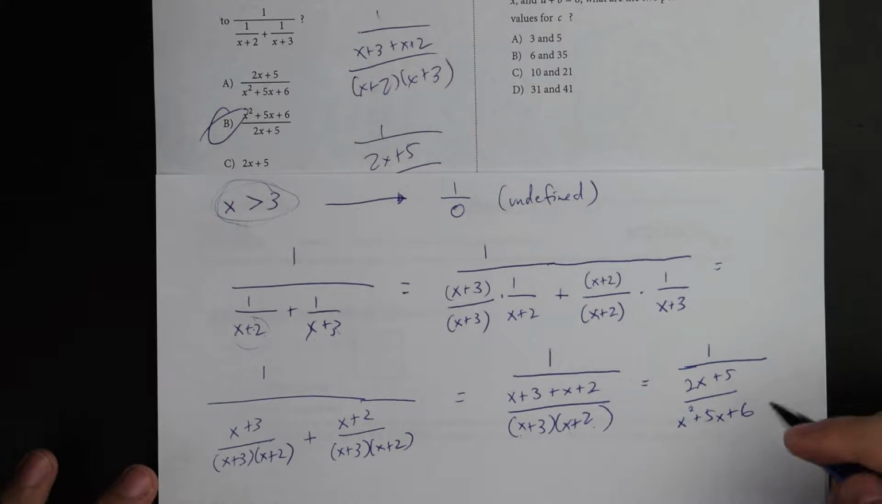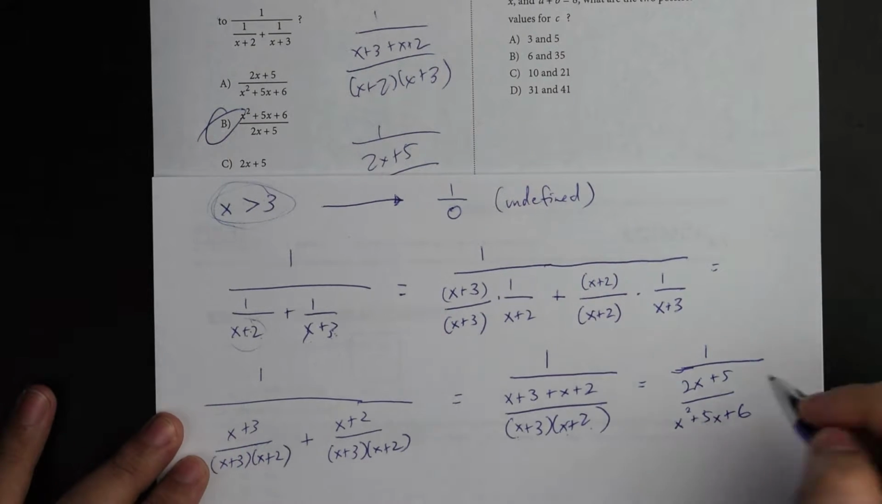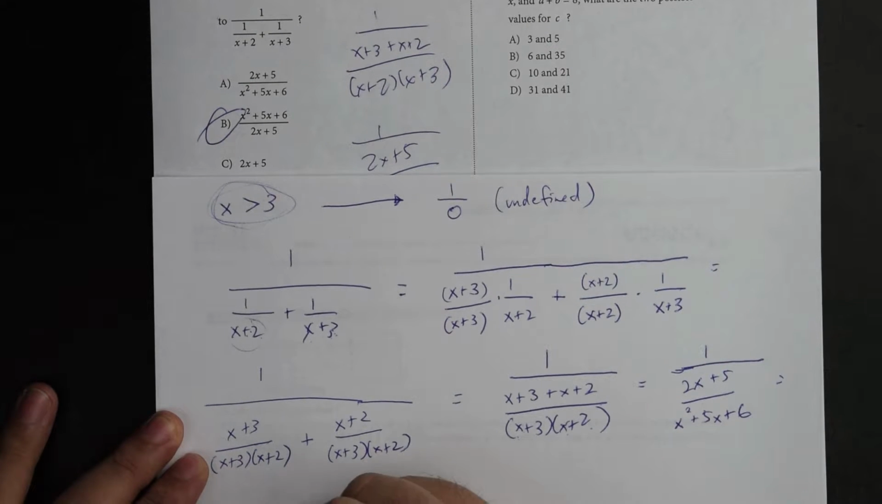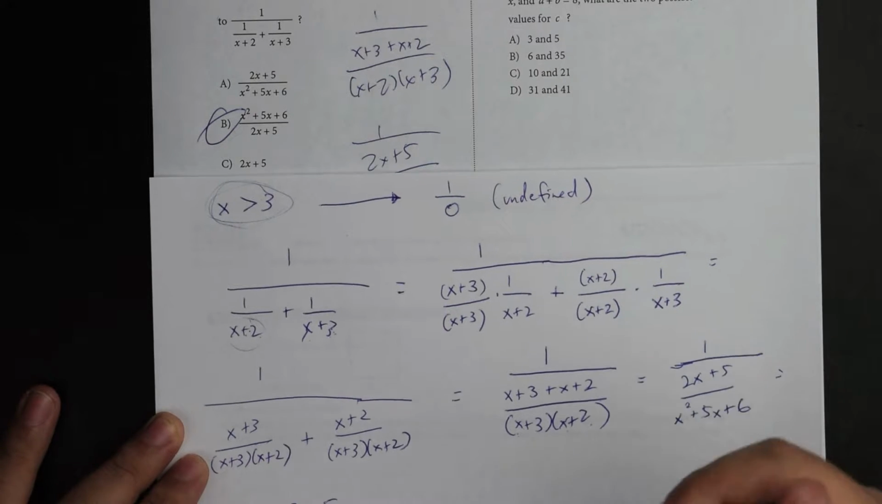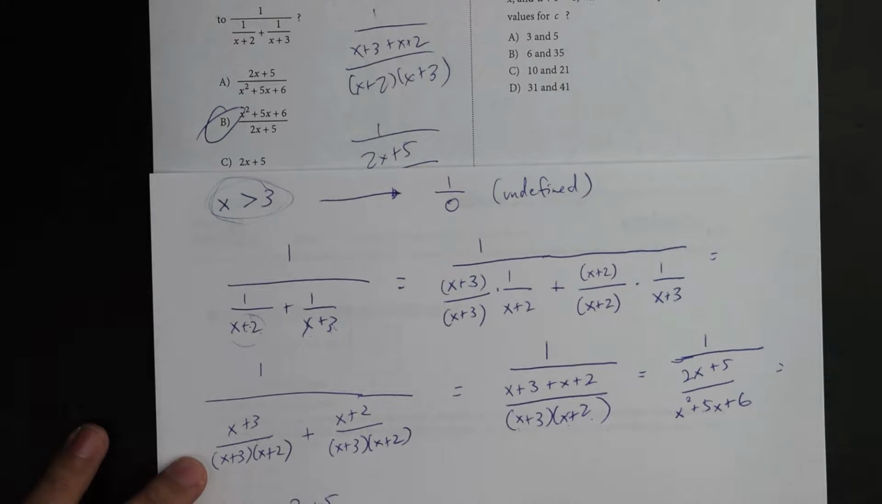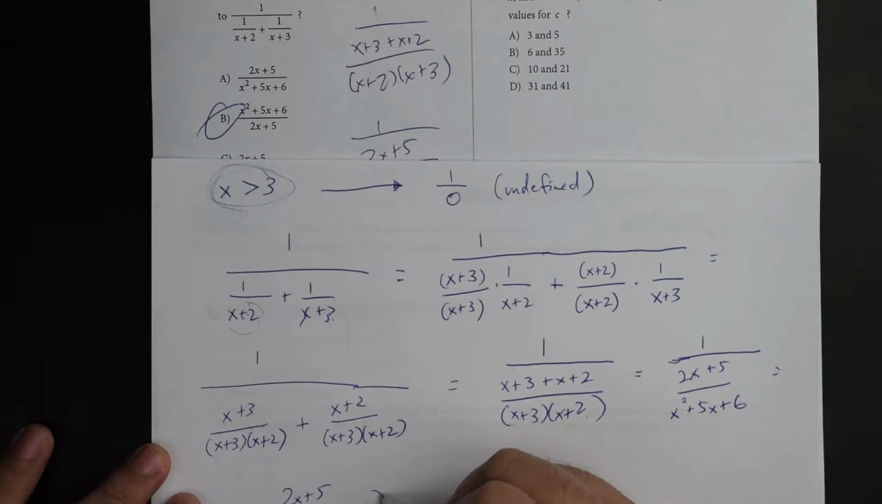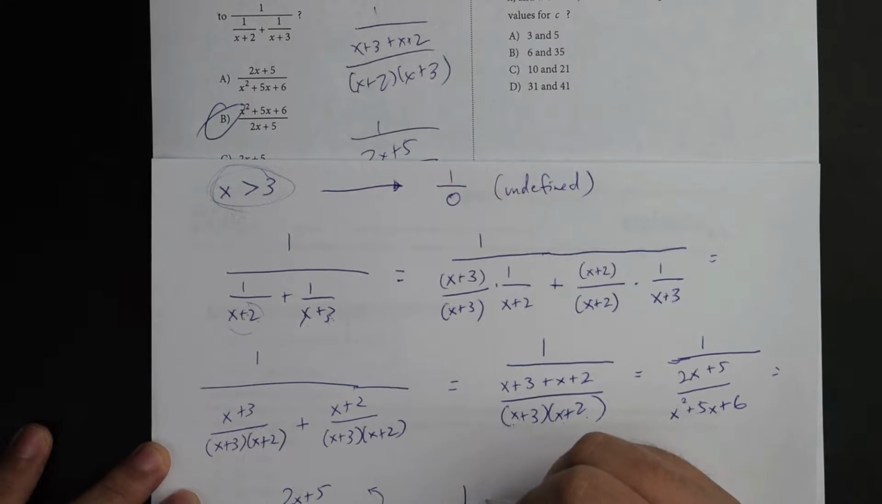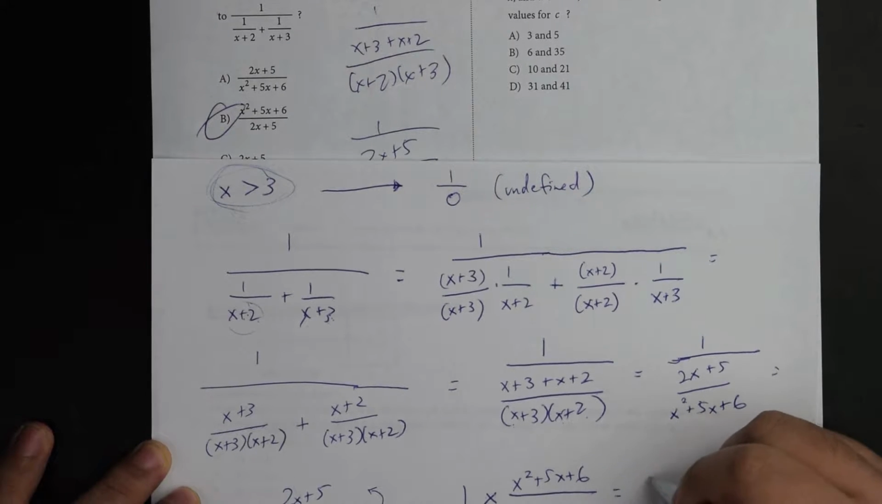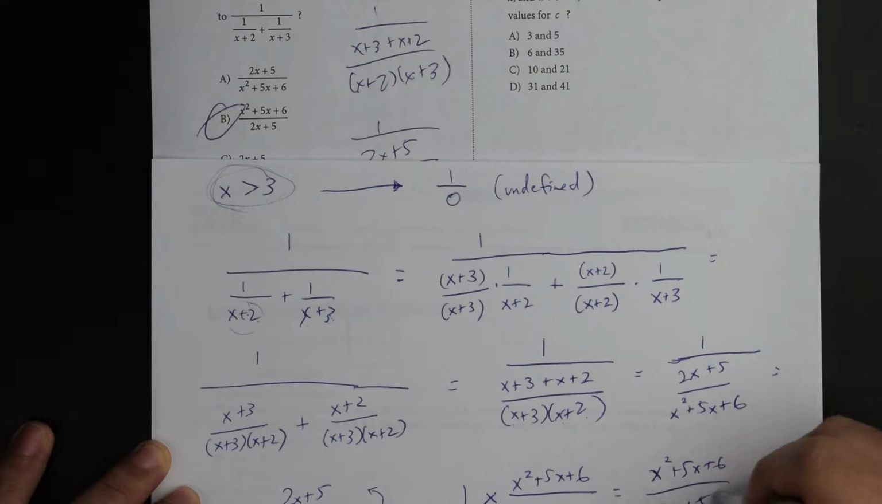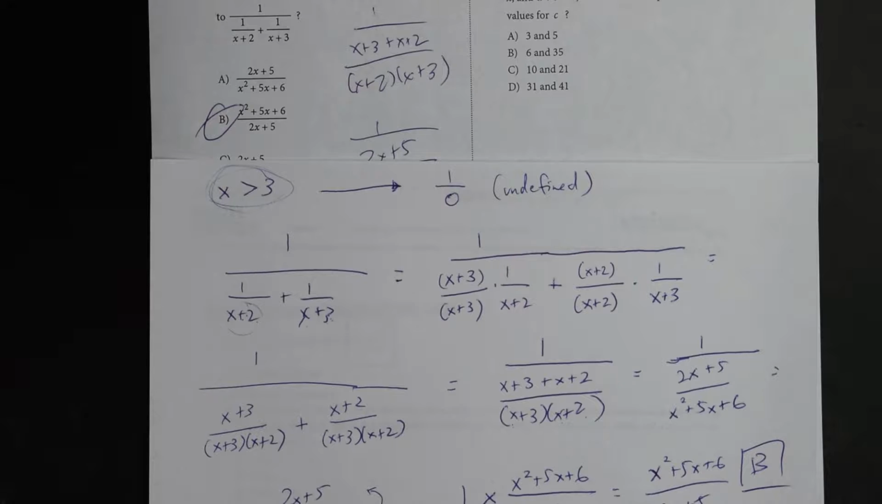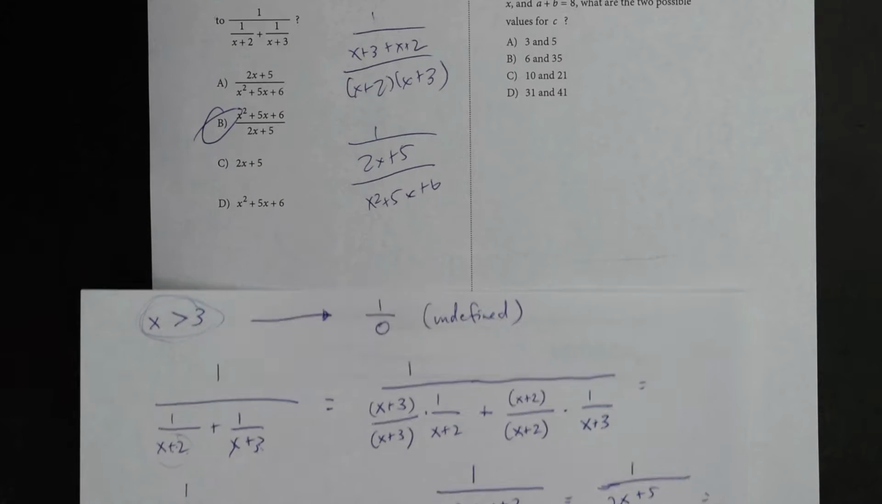After I get these answers, I know that I have 1 divided by 2x plus 5 over x squared plus 5x plus 6. But one thing I learned is that when dividing by a fraction, I can do the reciprocal. I flip it and multiply, so 1 times x squared plus 5x plus 6 over 2x plus 5. Since I'm just multiplying by 1, my final answer is x squared plus 5x plus 6 over 2x plus 5, and I know my final answer for this question is B. That concludes number 13's explanation.